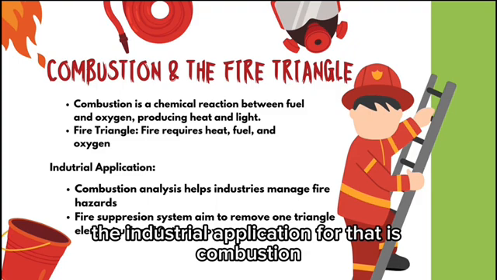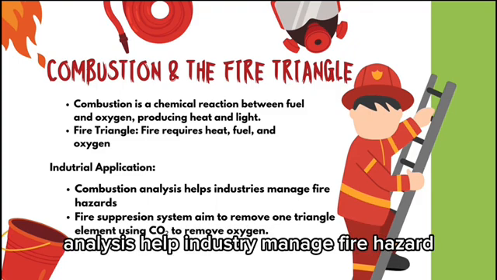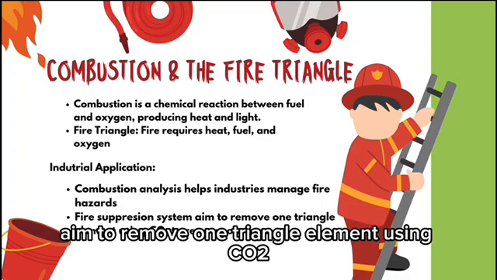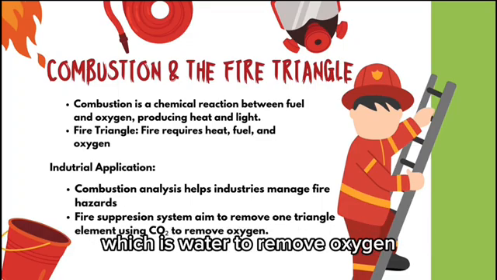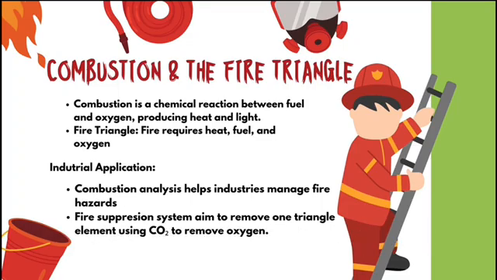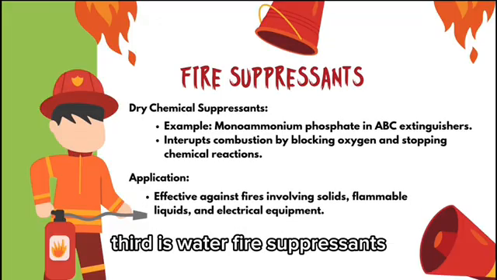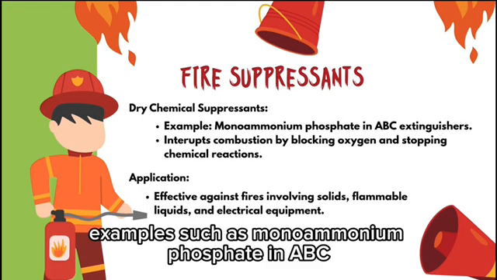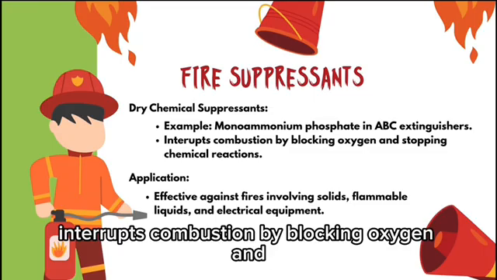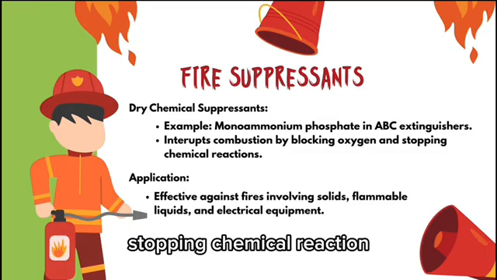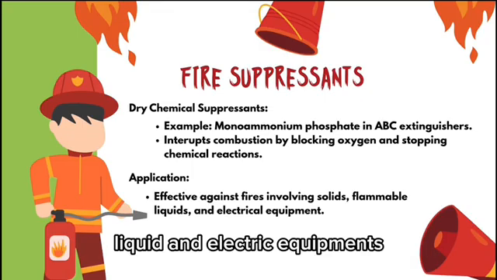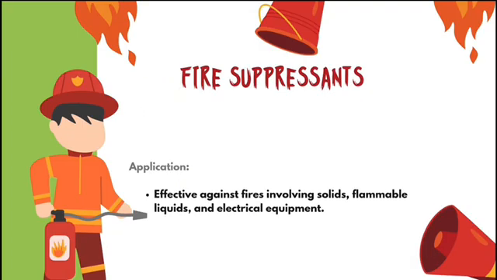The industrial application is that understanding combustion helps industry manage fire hazards, and fire suppression systems aim to remove one element of the triangle, using CO2 or water to remove oxygen. To suppress fire, dry chemical suppressors, such as monoammonium phosphate in ABC extinguishers, interrupt combustion by blocking oxygen and stopping the chemical reaction. This application supports protection against fires involving solids, liquids, and electrical equipment.